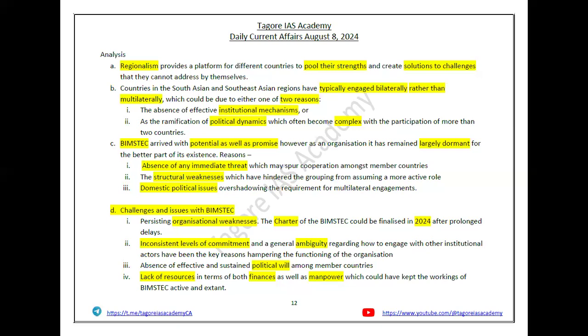Second is the level of commitment, ambiguity, right? On simple points, there is a lack of political will. Of course, if the heads of state, if the countries would have wanted to get this through, they could have gotten it through. But compulsions are such that they could not. Okay. Lack of resources: we are all countries of the global south here. We do not have that much finance which can take this organization ahead.